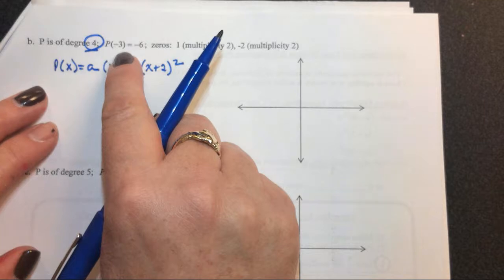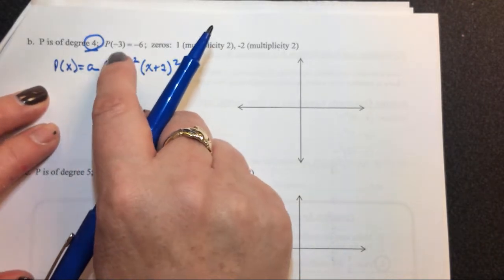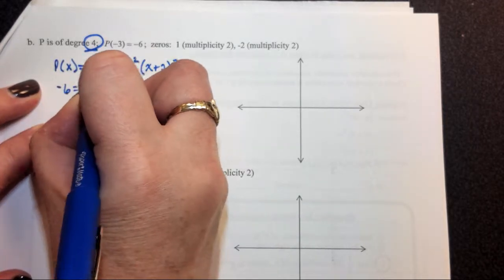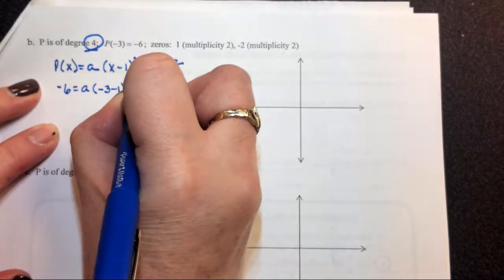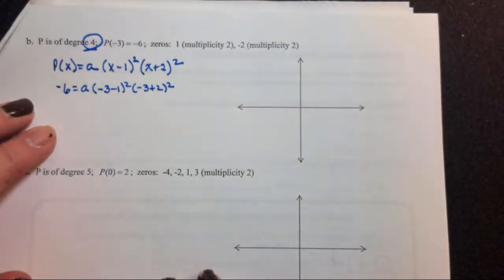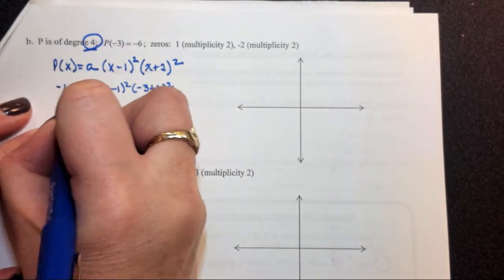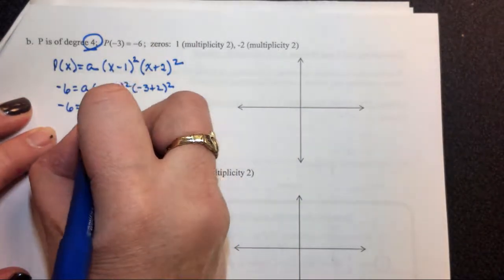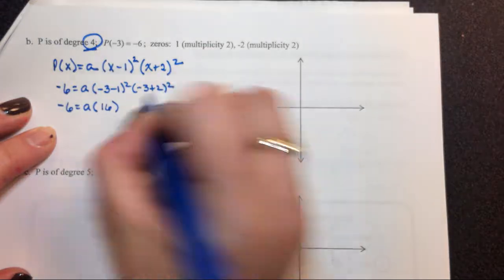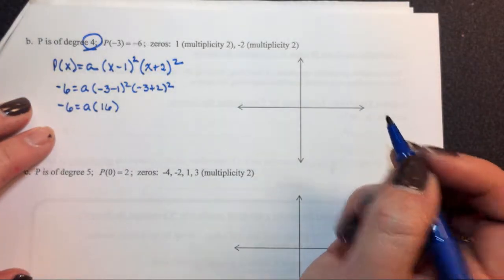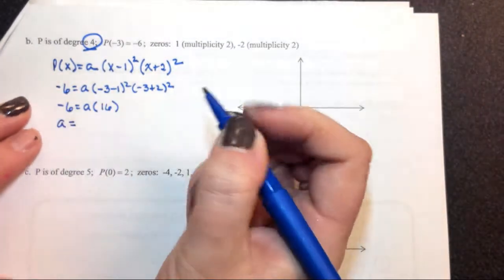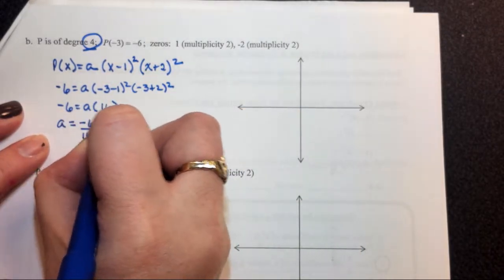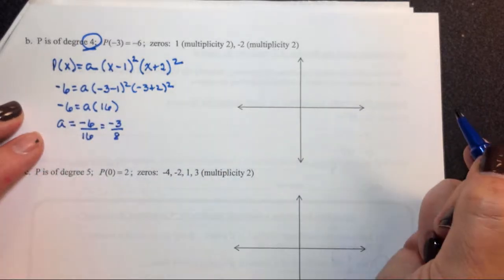Now we're going to use this point to help us calculate our leading coefficient. So x is -3, y is -6. So -6 is equal to a times (-3 minus 1) squared times (-3 plus 2) squared. So -3 minus 1 is -4. -4 squared is 16. And then -1 squared is just the 1. So what's that leading coefficient going to be equal to? A will be equal to what? -6 over 16, and I can reduce that to -3 over 8.